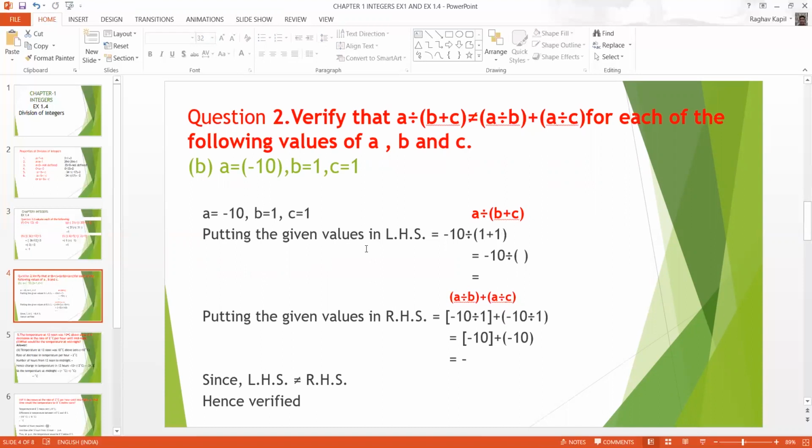So first of all we will put the values in the LHS part. Now first we will solve the bracket. 1 and 1, that is 2. When minus 10 is divided by 2, 2 fives are 10, but it will be minus 5. This you know very well.